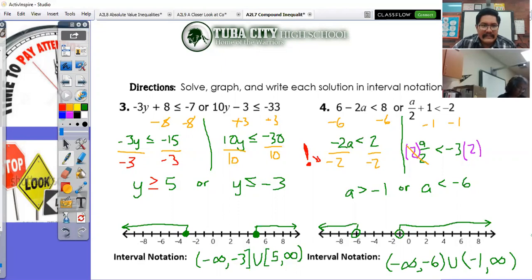Looks like we're making some pretty good time on this. I hope I'm not going too fast.